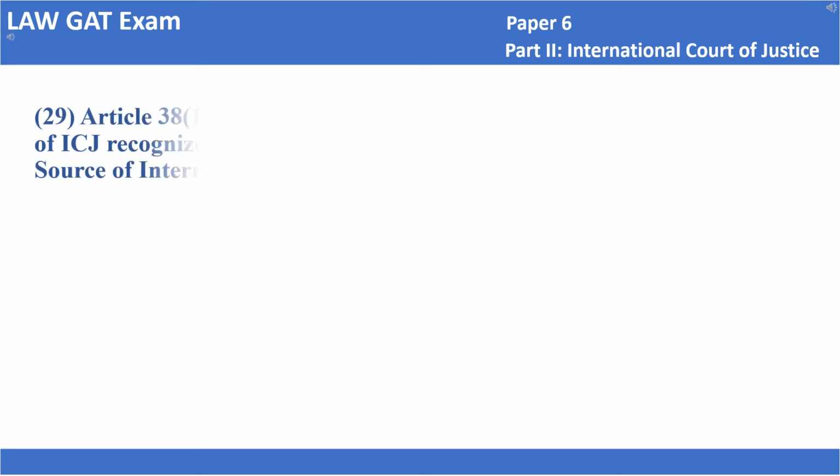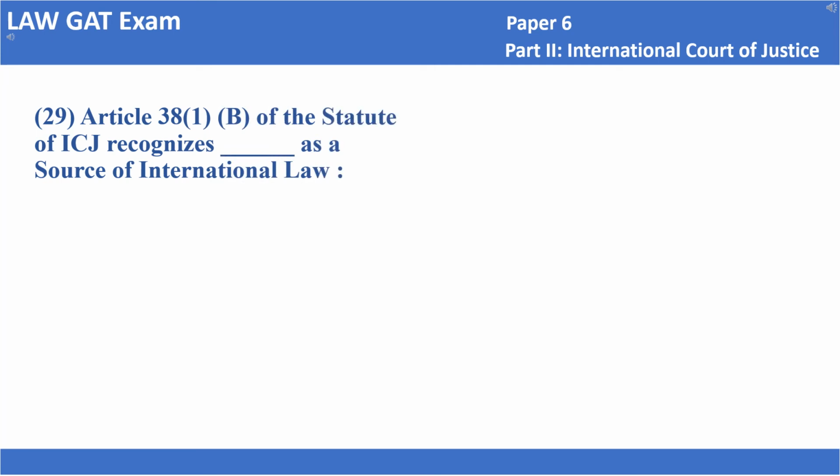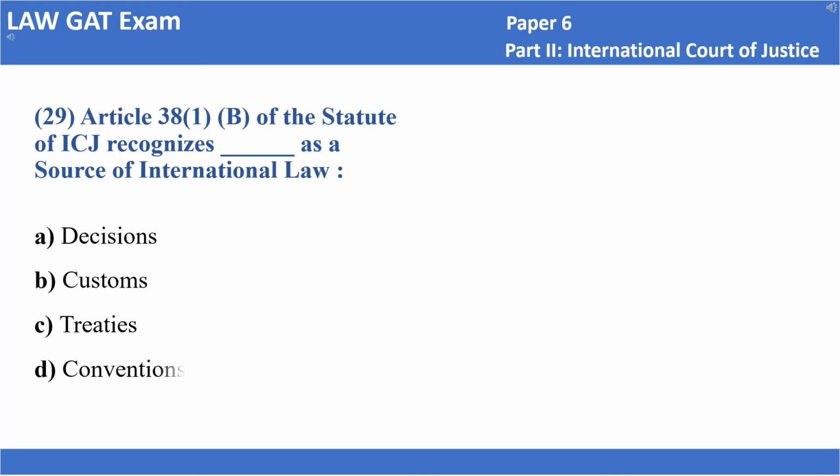Article 38(1)(b) of the Statute of ICJ recognizes blank as a source of international law. Is it option A, decisions, option B, customs, option C, treaties, or option D, conventions? The correct answer is option B, customs.